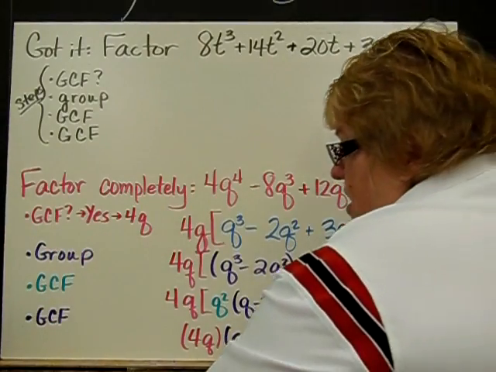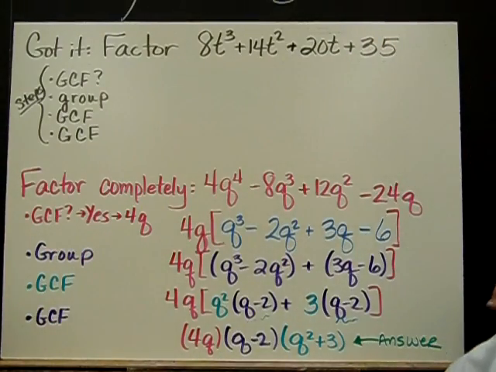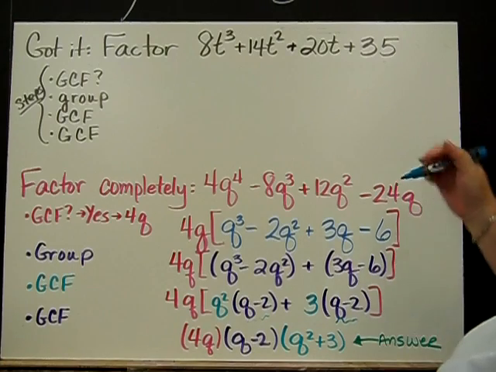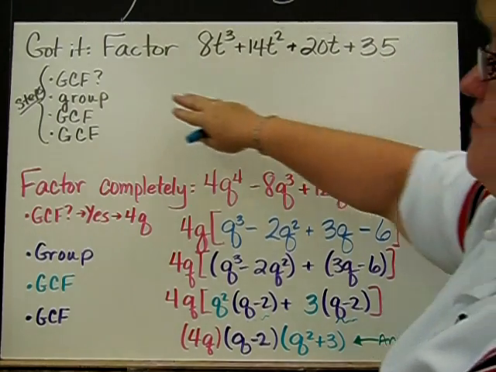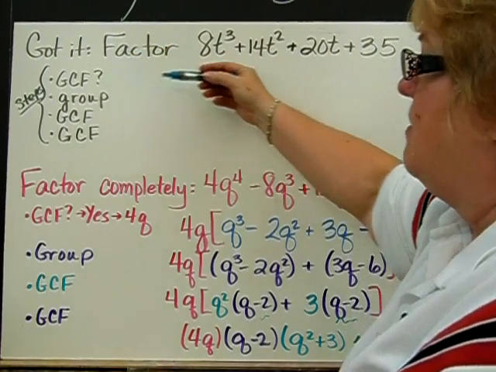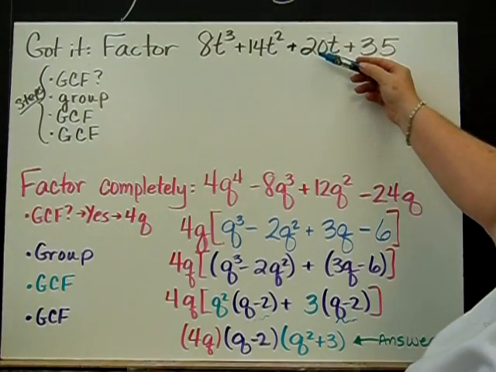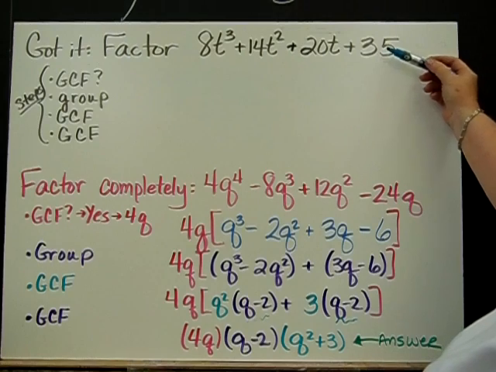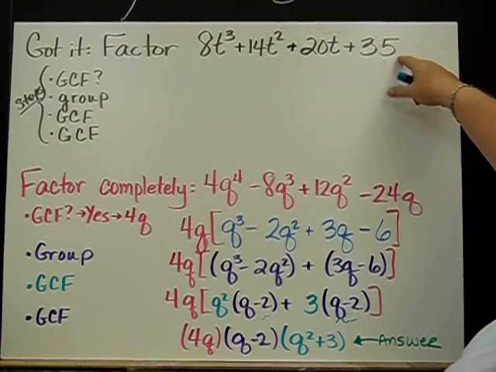So the got it for you to try, we have 8t to the third plus 14t squared plus 20t plus 35. The first thing we need to do is check for greatest common factor. 8, 14, 20, and 35. There is no greatest common factor, and this term doesn't have a t.